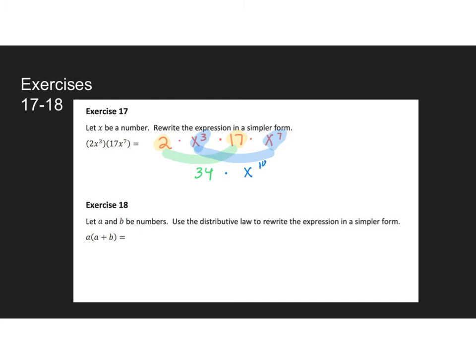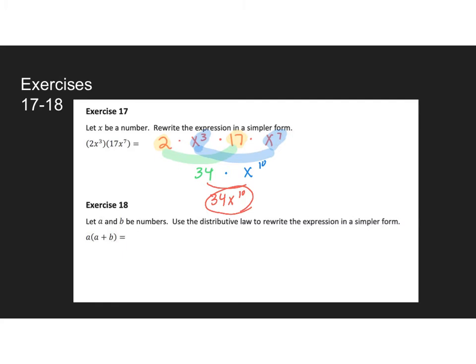And then I'm just going to rewrite this how they gave it to me initially, where they're right beside each other. 34x to the 10th. We don't need a parentheses or multiplication sign there because they can be directly beside each other and it will still mean to multiply. Okay, that's as simple as we can get it.